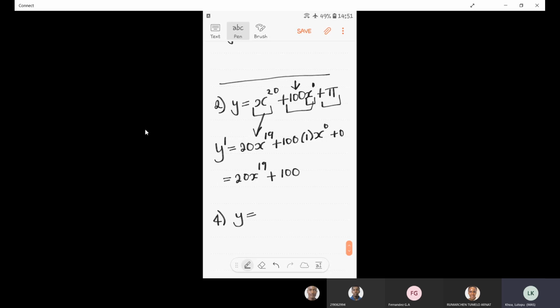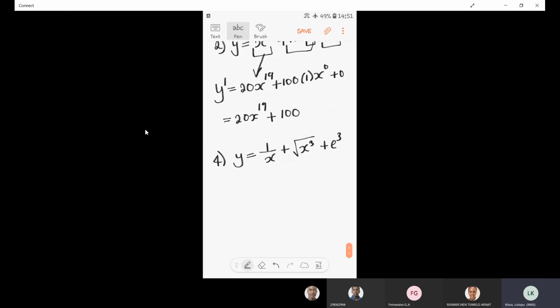I have y is equal to 1 over x plus the square root of x to the power of 3 plus e to the power of 3. Okay, so I look at the first one, 1 over x. 1 over x falls under d1 because it's x to the power of 1. So I'll rewrite it, x to the power of minus 1. And then square root of x cubed also falls under d1 because this is x to the power of 3 over 2. And then e to the power of 3, that is just a constant, so its derivative is going to be 0.